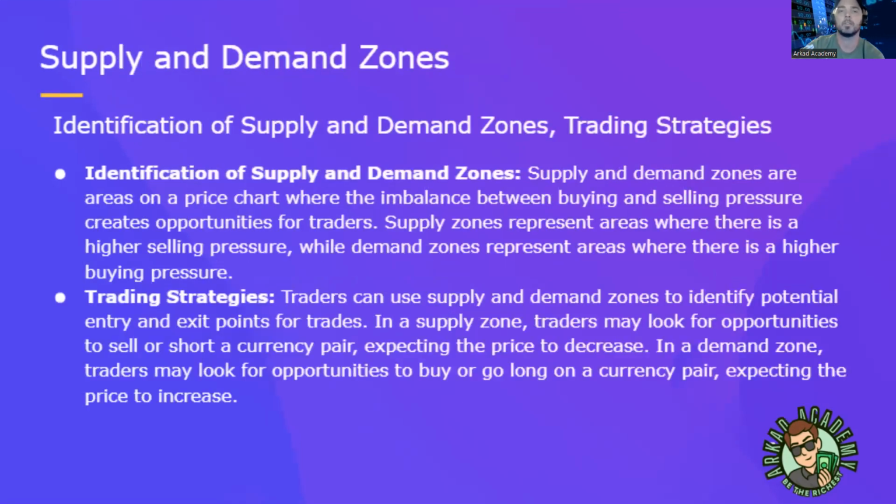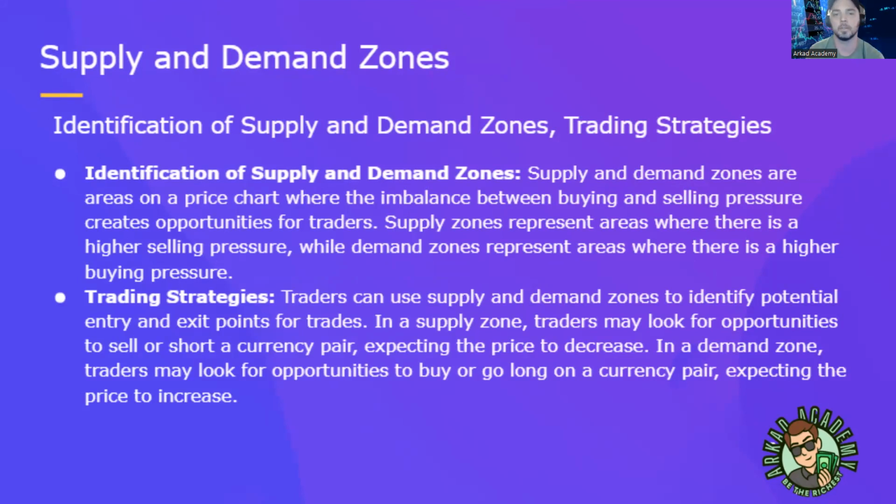So supply and demand zones. Identification of a supply and demand zone. Supply and demand zones are areas of price on a price chart where the imbalance between buying and selling pressure creates opportunities for traders. Supply zones represent areas where there is a higher selling pressure, while demand zones represent areas where there is a higher buying pressure.